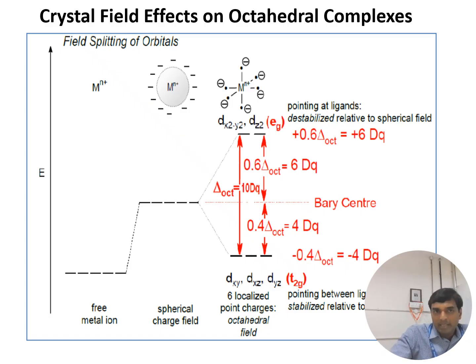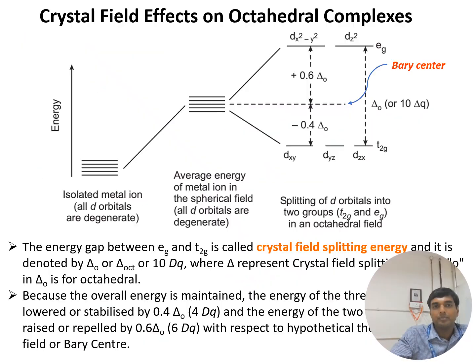So generally dx square minus y square and dz square will contribute plus 0.6 delta O for each electron, whereas T2g orbitals will contribute minus 0.4 delta O each. And overall the gap is called CFSE, crystal field stabilization energy. So you can easily explain this part.